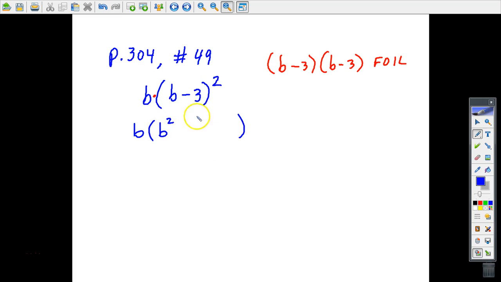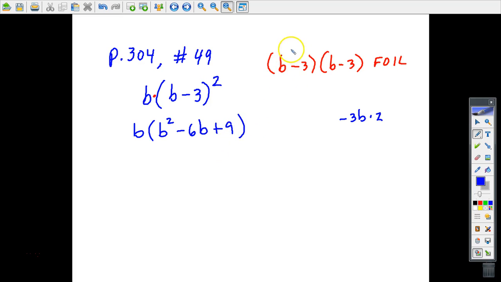To get the middle term, I need to multiply these two terms together. B times negative 3 is negative 3b. And then I'm going to multiply that by 2. So I use the expression first times second times 2. And that's minus 6b. And then the final step is to square the last term. Negative 3 squared is plus 9.